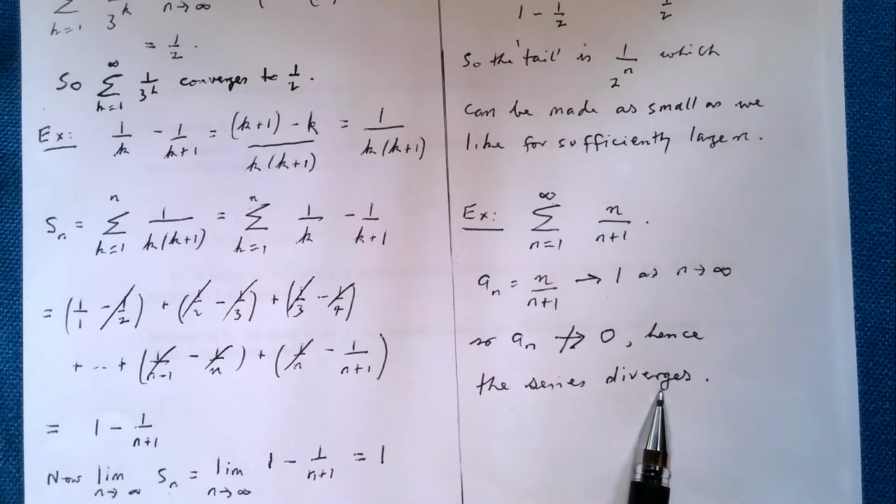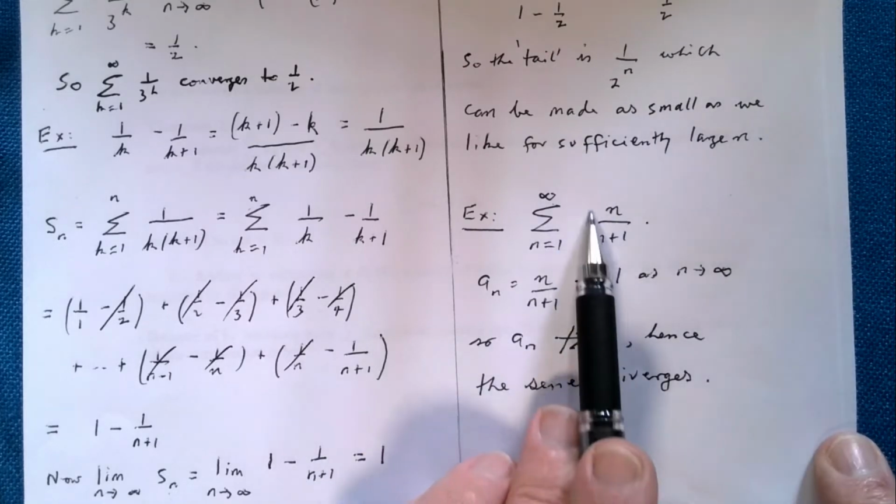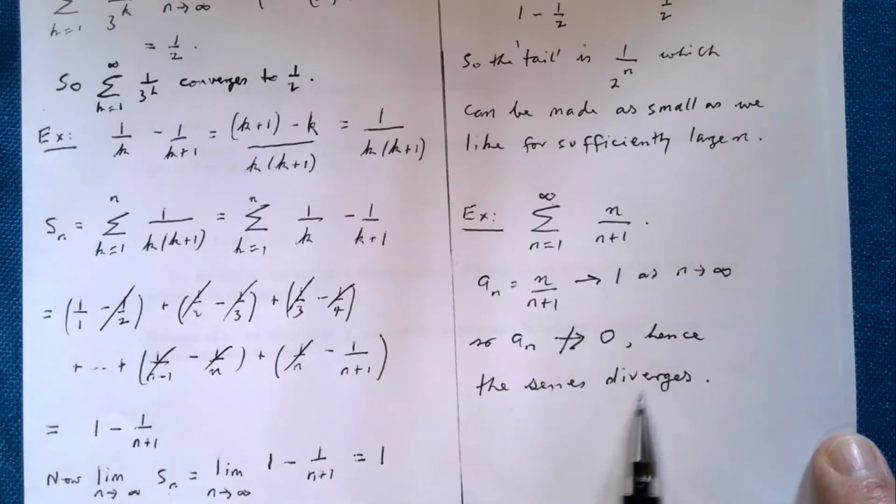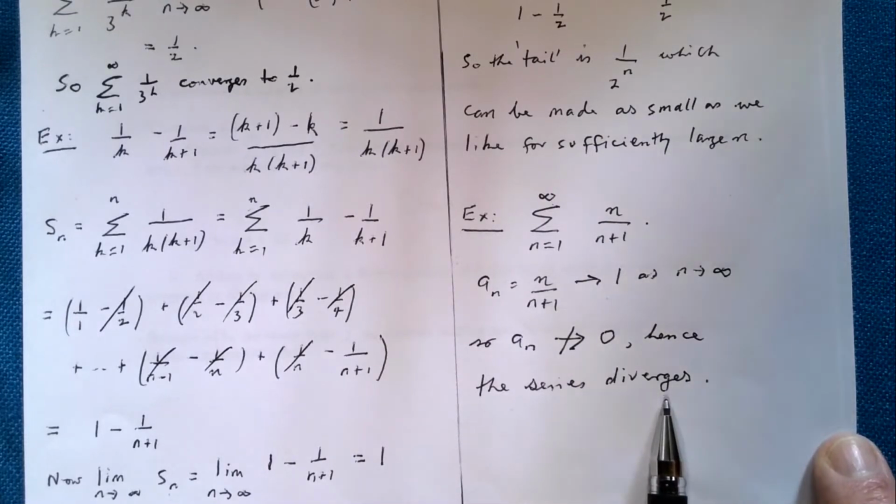So one of the first things we check with these infinite series, we look at the general term and see what this is doing. If it's not going to 0, then the series diverges without doing anything more.